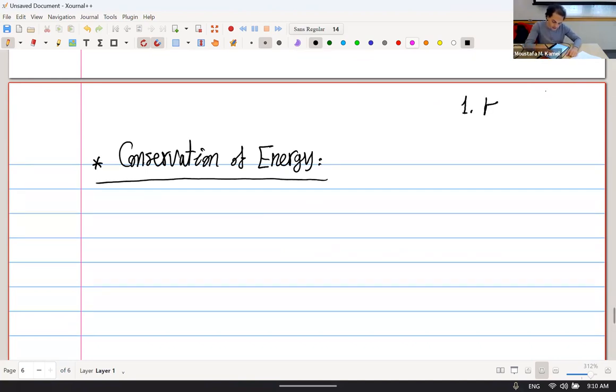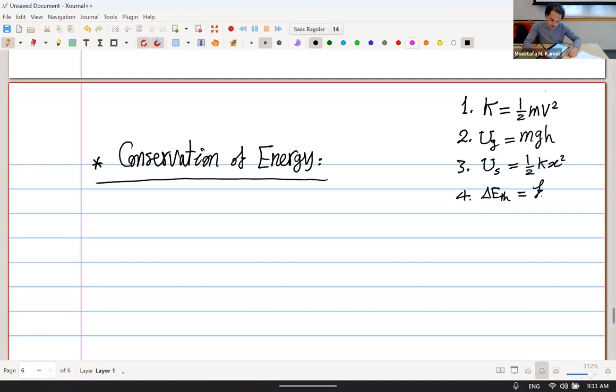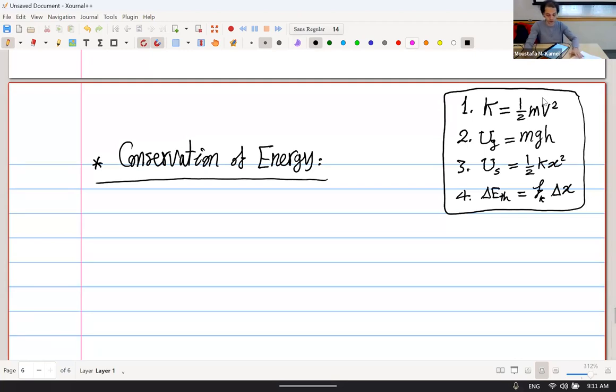So far, we got kinetic energy equal half mv squared. Those are important formulas that I write down every time. Gravitational potential energy is mgh. Spring potential energy is half kx squared. And finally, the change in thermal energy is friction times the displacement along which friction is acting. Those are the energies that we deal with.